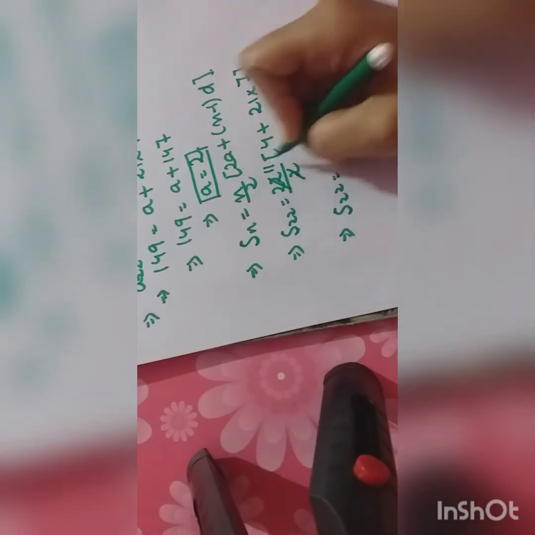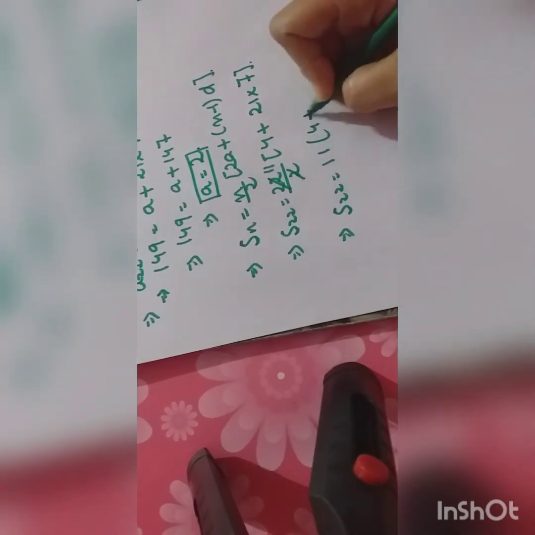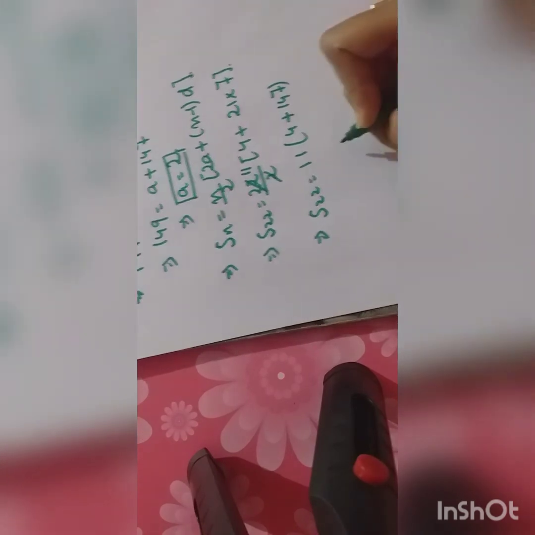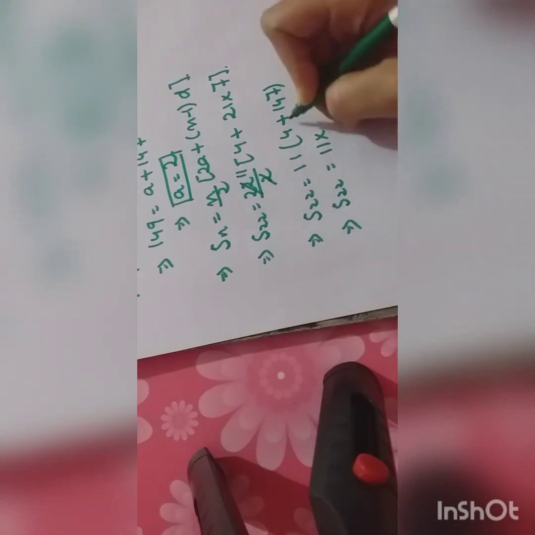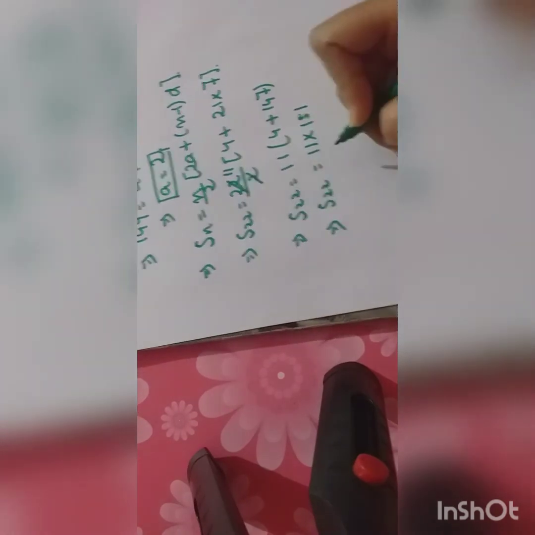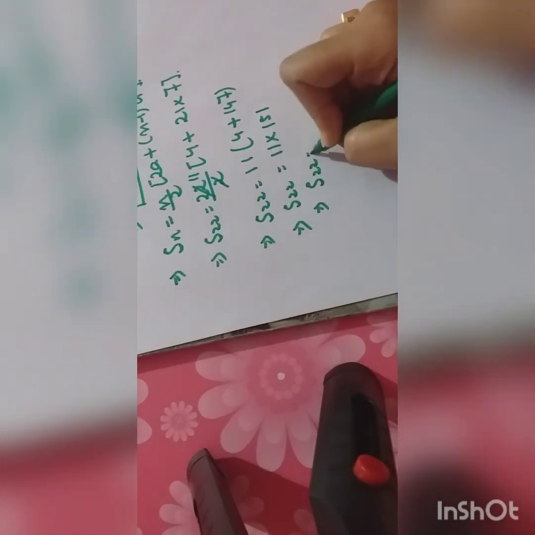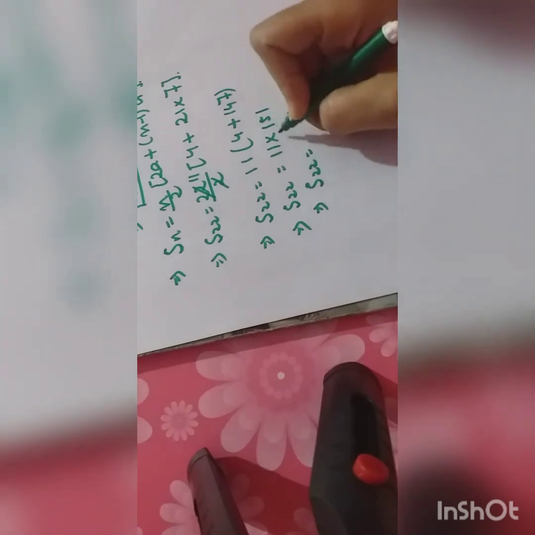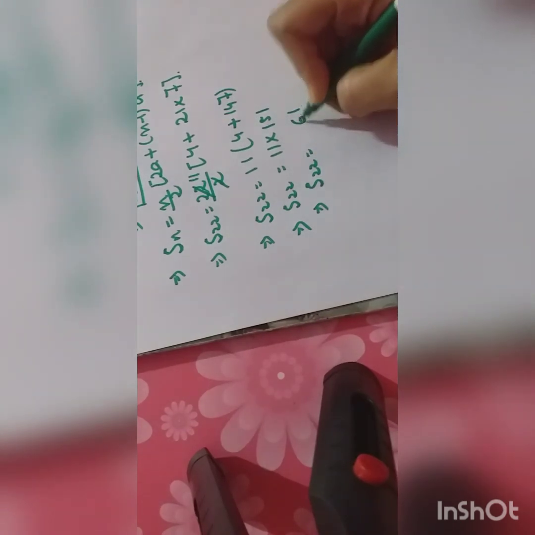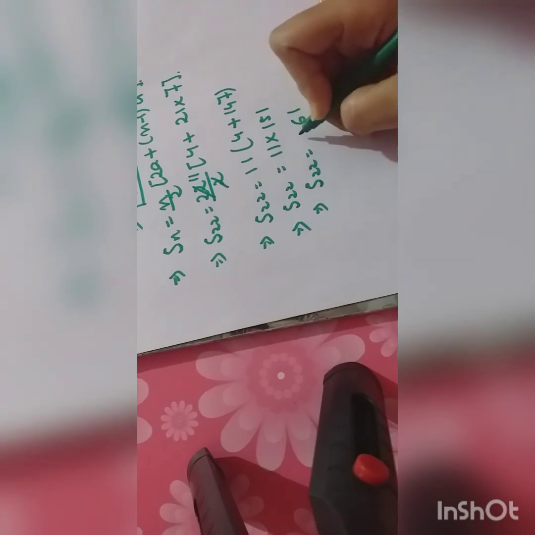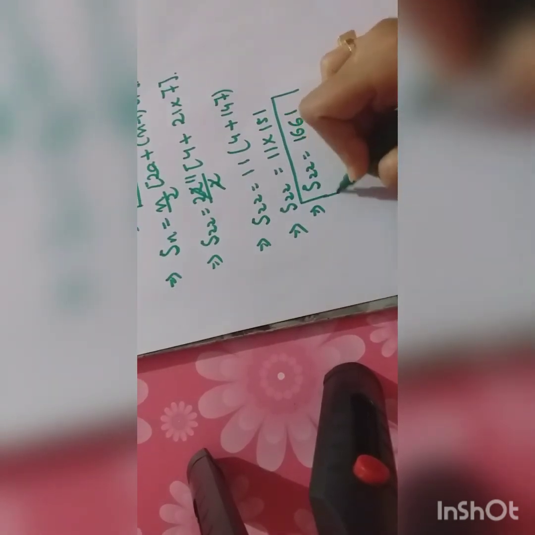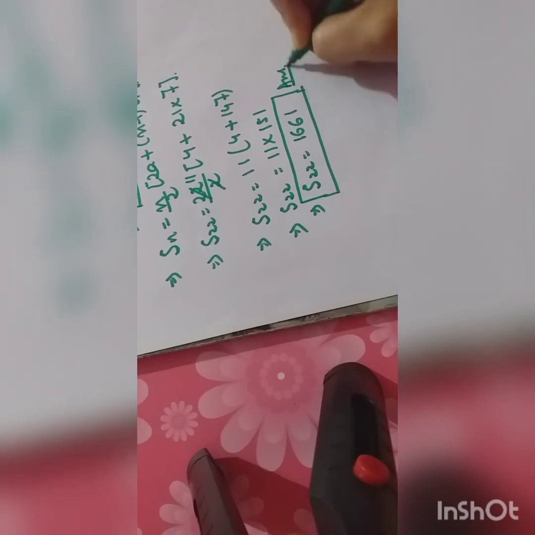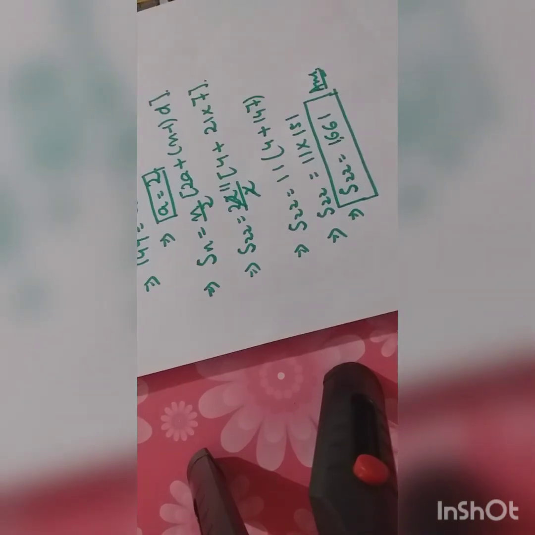So 2 11s are 22. So here it will be 11 into (4 plus 147). So S22 will be what? 11 into, when I add it, here it will be 151. So I have to multiply. 11 into 1, 11, carry 1; 11 5s are 55 plus 1, 56, carry 5; 11 1s are 11, 11 plus 5 will be 16. So that is S22, the sum of first 22 terms, which will be 1661.